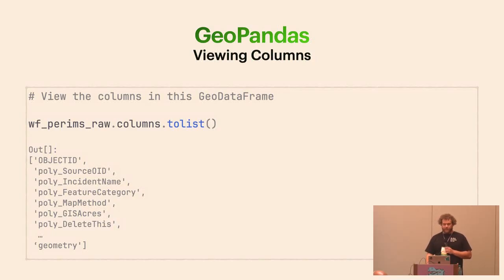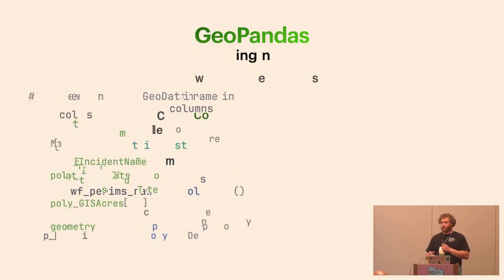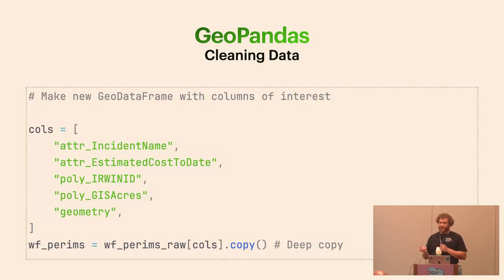It's a lot, and so if we want to clean this up, you might be tempted or used to using something like drop. I'm not going to do that here because I don't want to list out that many columns to drop. So instead, we're going to make a new GeoDataFrame using these columns, but I'm going to use .copy, which is going to be a deep copy to give us a completely new object, so we're not overwriting our original object.